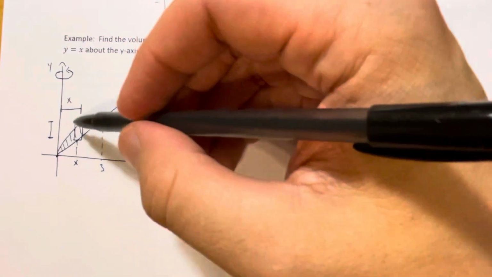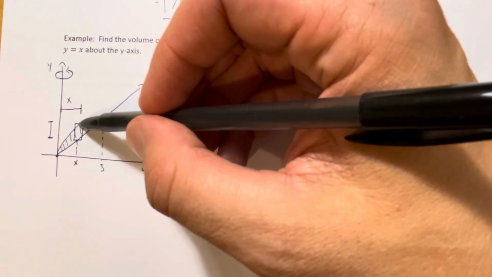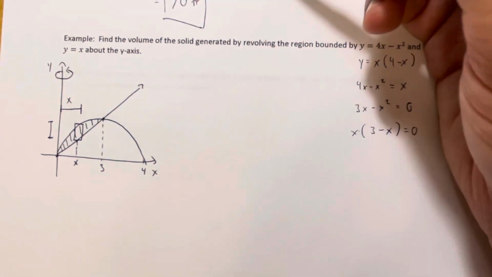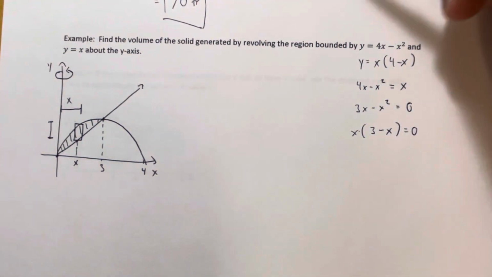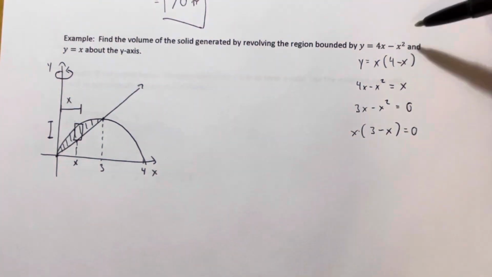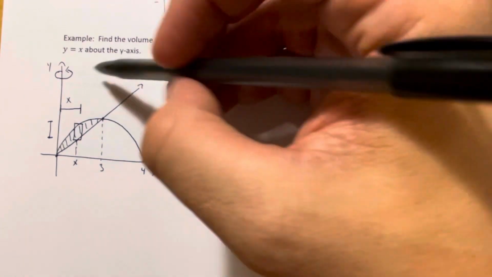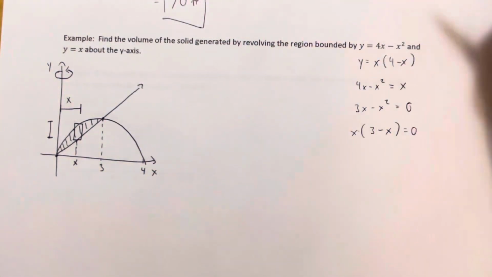Well, this time the rectangle doesn't go all the way down to a coordinate axis. It's bounded above by a curve and below by a different curve. So kind of like we did with the washer method, I can get the height of this rectangle by taking my expression that represents my upper curve, my higher curve, and subtracting the expression that represents the lower curve.